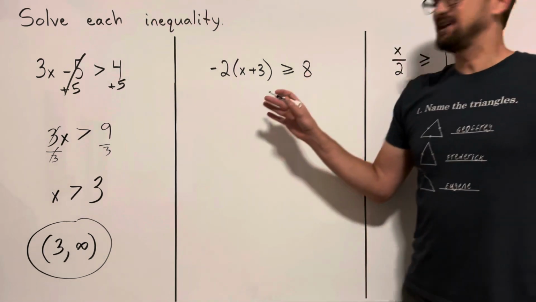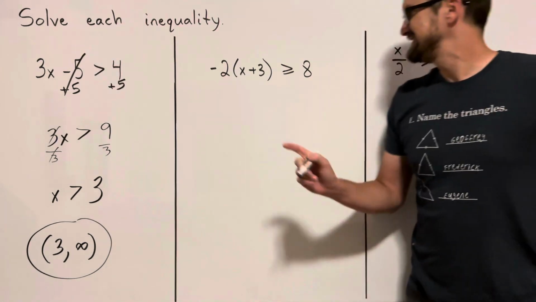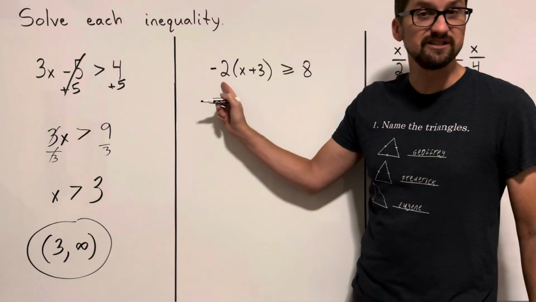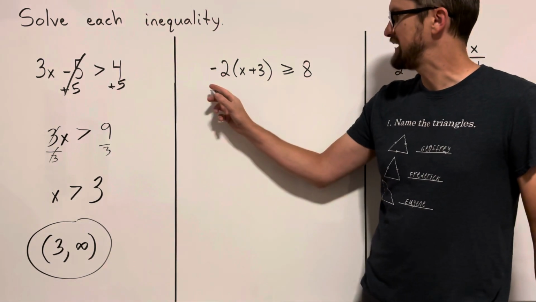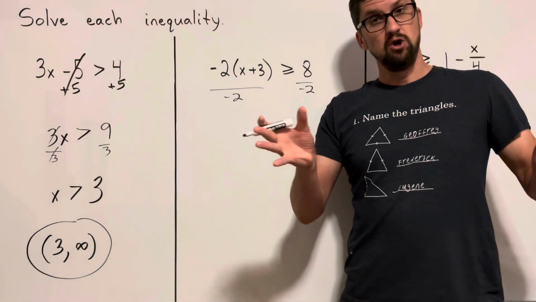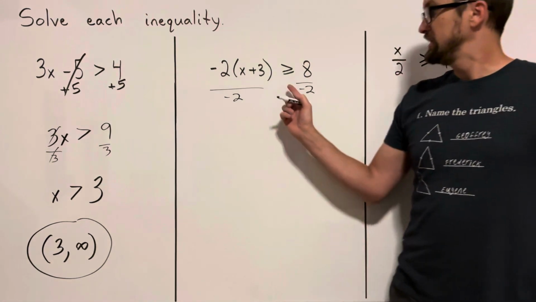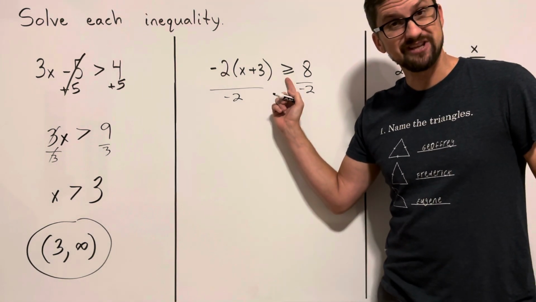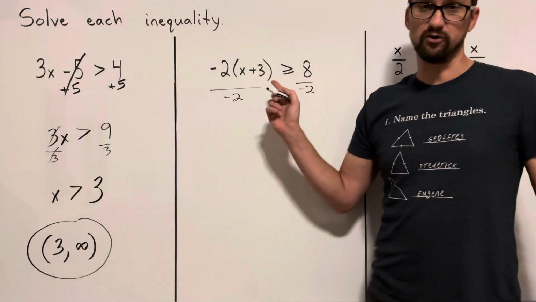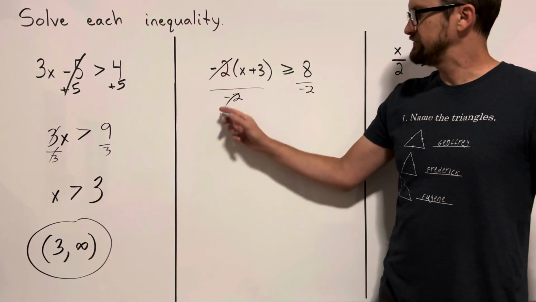Let's look at this second one. We have negative 2 times x plus 3 in parentheses is greater than or equal to 8. First thing we're going to do here is get rid of this multiply by negative 2. We're going to divide both sides by negative 2. Now you have to be careful here. When you divide both sides by a negative number, it's going to reverse this inequality sign. This is a greater than or equal to now, it's going to become a less than or equal to.